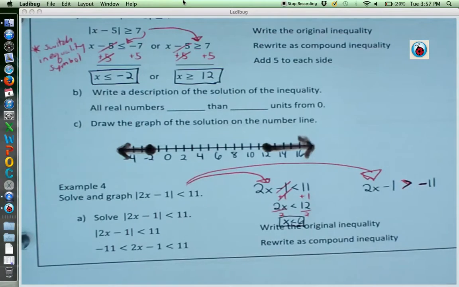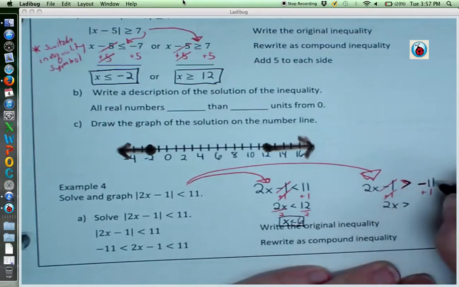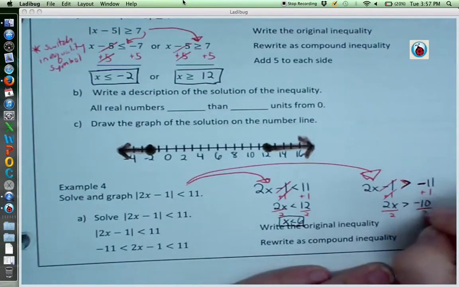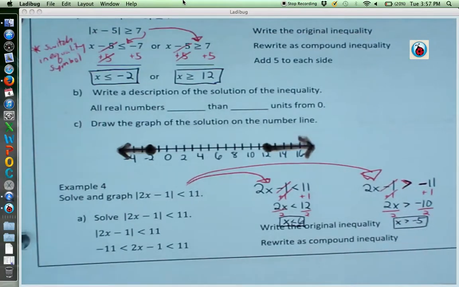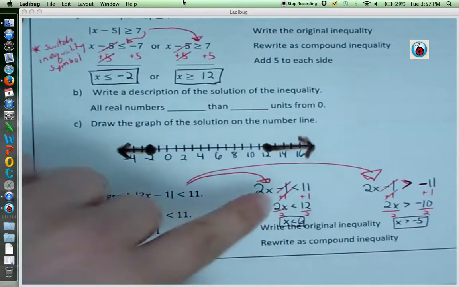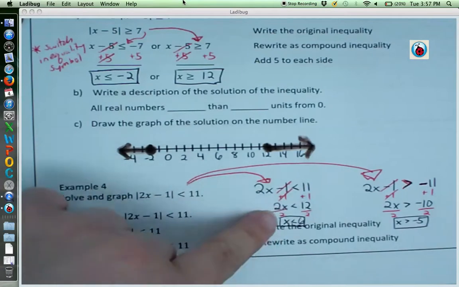The other part of my answer I'll get by solving this inequality. Again, I can add 1 to both sides, plus 1, cancel. I get 2x is greater than -11 plus 1 is -10. And finally, divide both sides by 2, and I get x is greater than -5. And there's my 2 answers. Now the cool thing here is notice how I did the same work for both of these. I added 1, I added 1. I divided by 2, I divided by 2.